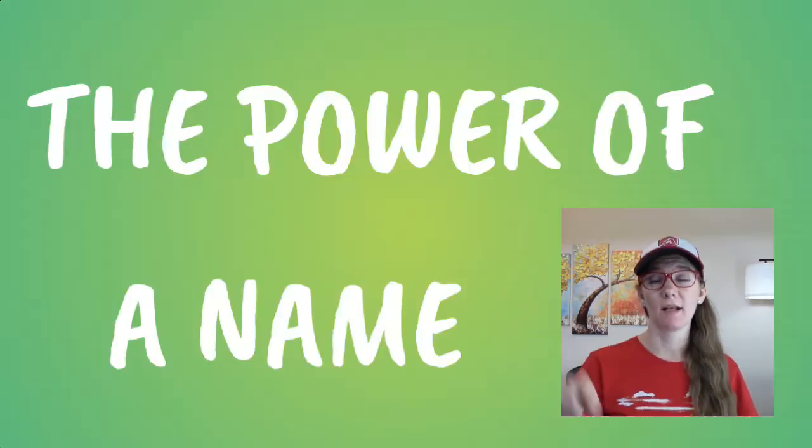Strategy number 1. The power of a name. Connect as many contexts as possible to your child's name and then the names of other family members. Here are some examples using my son's name, David. Model recognizing objects and places that start with the sound D throughout the day.